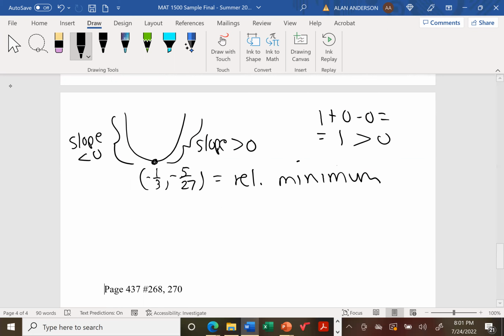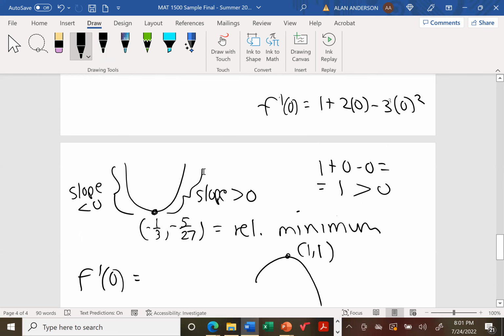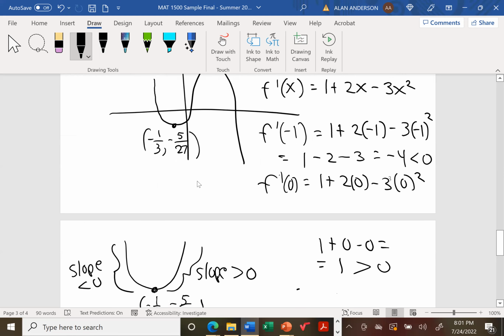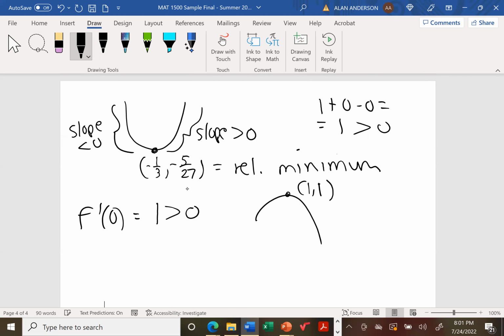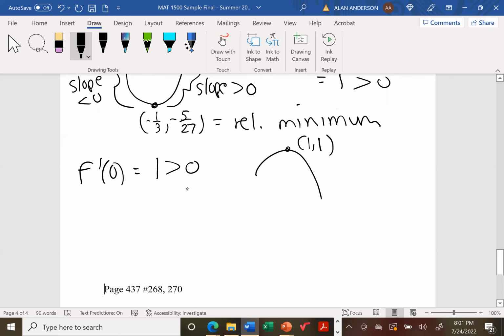(1, 1). Well, we already know that f prime of 0 is, from up here, positive. So why don't we try f prime of 2, let's say. Any point to the right of this (1, 1) is okay.